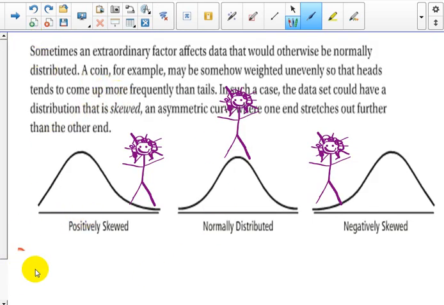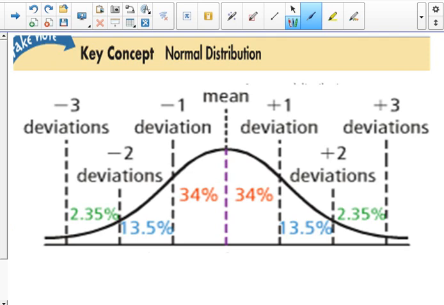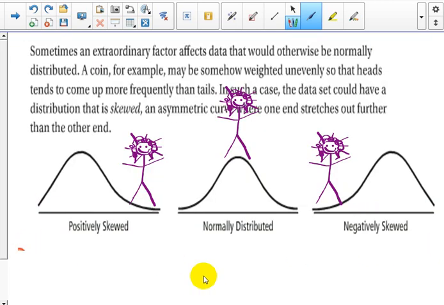So when you look at this normal distribution, it's got a beautiful curve. It's nice and even. The height is right in the center. The highest point is right in the absolute dead center where the mean is, and it falls evenly on each side. If you get data that's skewed, it's going to change this distribution.